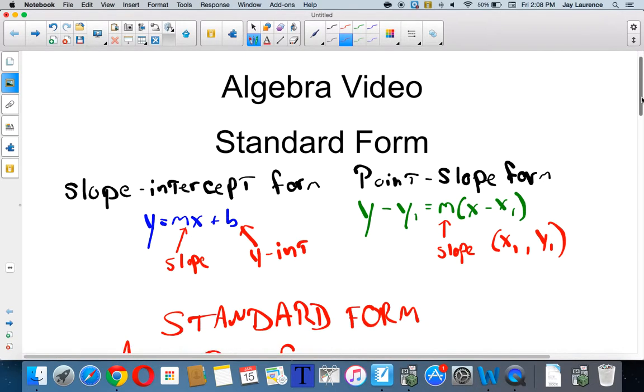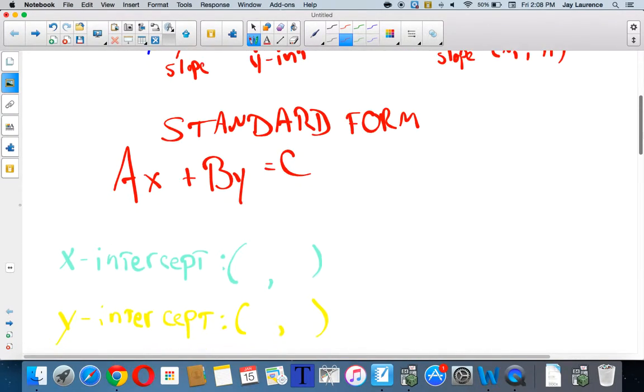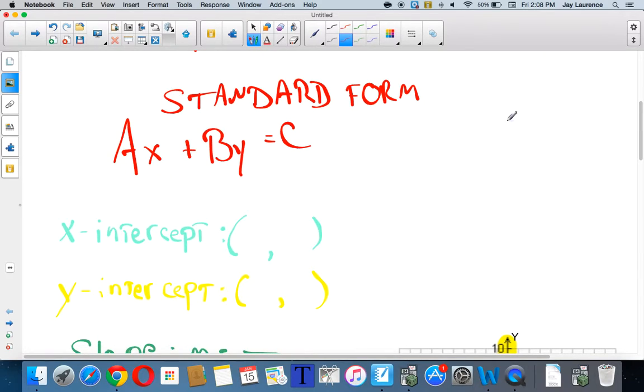All right, your third flashcard, actually it's going to be a lot of flashcards. For this one, you're going to have standard form. Now, standard form looks like ax plus by equals c, and there's an important detail. A must be greater than 0. In other words, a must be positive to be in standard form.